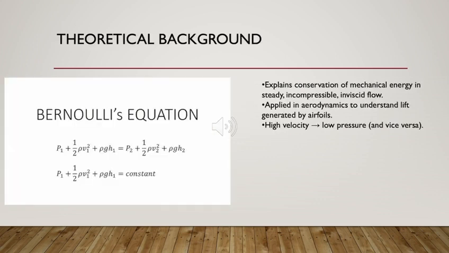Theoretical background. Bernoulli's equation explains how pressure, velocity, and height interact in a steady, incompressible flow. According to this principle, when velocity increases, pressure decreases, and this concept is key in understanding how lift is generated over an aircraft wing. In this simulation, we are going to use this equation as a benchmark for comparison.